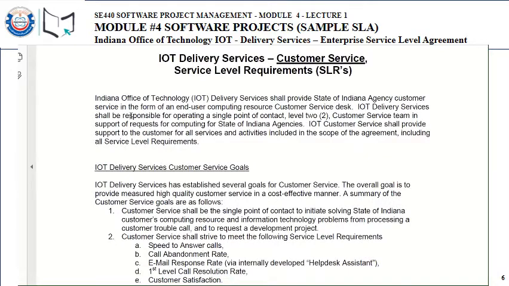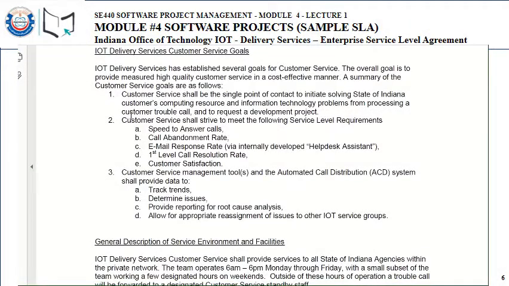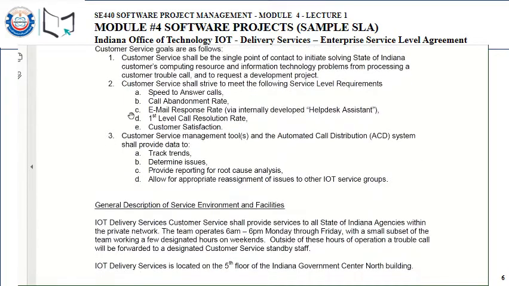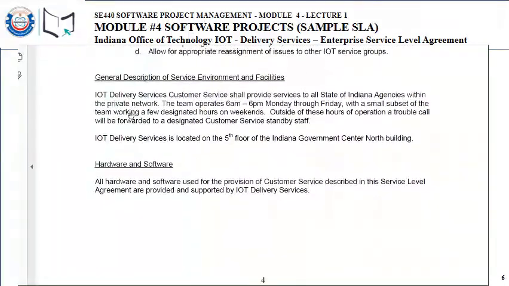Here it talks about the customer services, which is the first component. It starts with the objectives. I'm not going to read them, but you can see here that we have three goals. Customer service shall be the single point of contact to initiate solving State of Indiana customer computer resources and information technology problems, from processing a customer trouble call to a request for a development project, etc., etc. So there are three objectives or goals, and then it describes the environment.